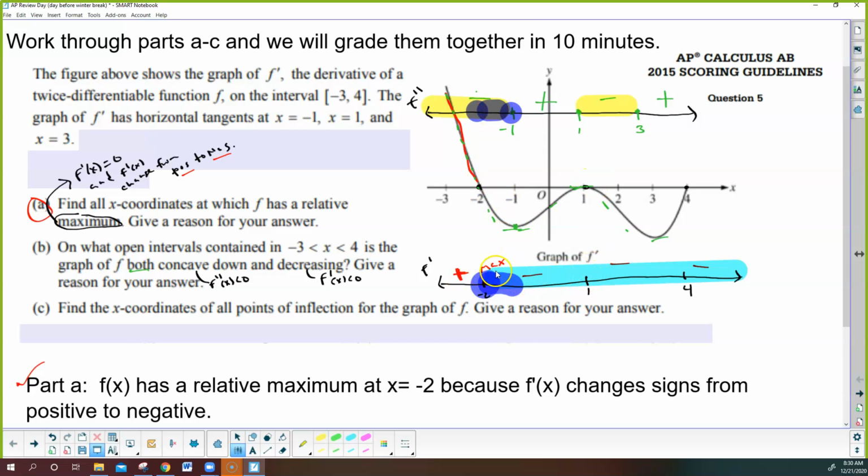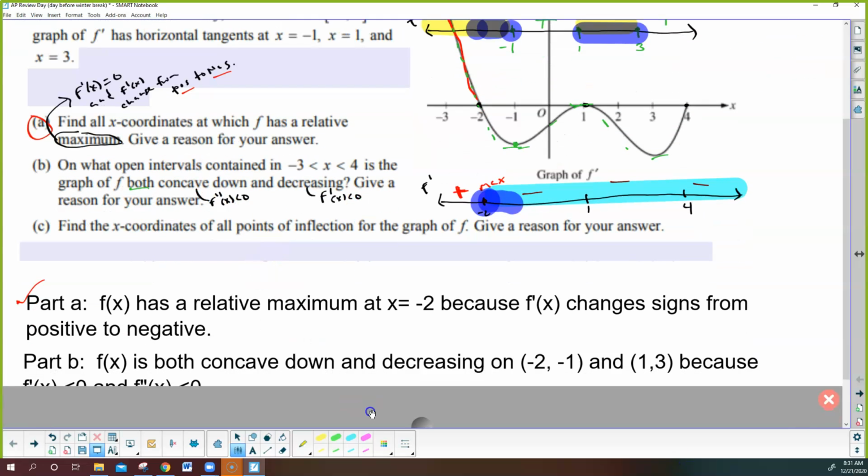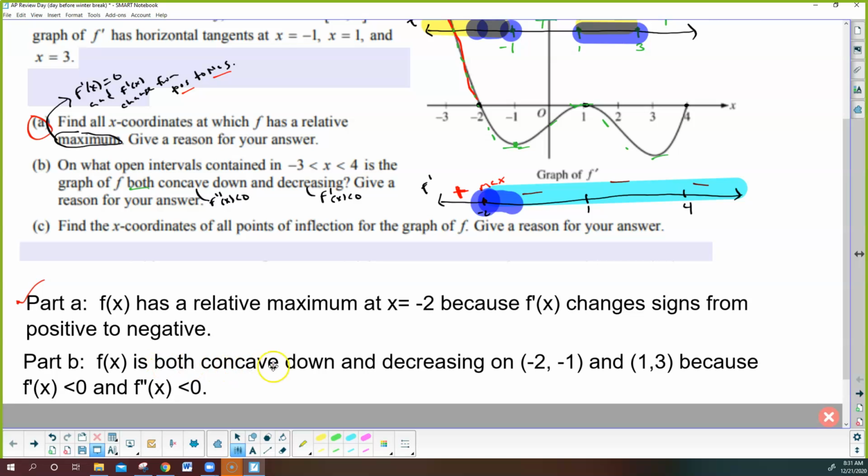And then also, since the rest of this is decreasing, it's also going to include the interval from 1 to 3. So here's the answer for part B. F is both concave down and decreasing on -2 to 1 and 1 to 3. And again, you could do all this work without any sign chart or anything. All right? And then what's our justification? You have to provide a reason. Well, why did we know that? Because we know that f prime is negative, that means it's decreasing, and f double prime is negative, that means it's concave down.